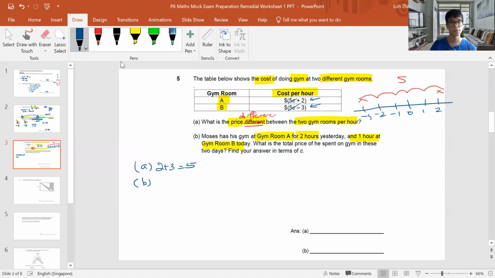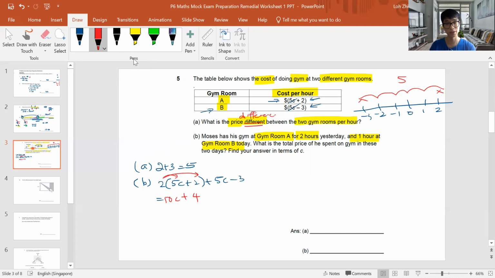Now, first thing you know is A actually is 5C plus 2. So if I have 2 hours of it, means that I need to use 2 times 5C plus 2. So 2 times 5C plus 2. And for gym room B, I have 5C minus 3. Since I'm using only for 1 hour, actually just 5C minus 3. Okay. So now, 2 times 5C plus 2, you need to know that actually it will be 10C plus 4.